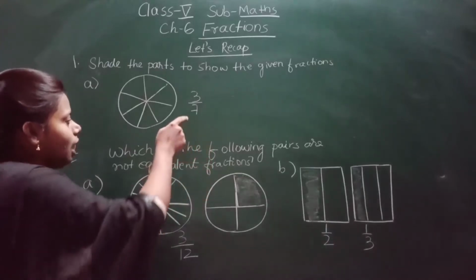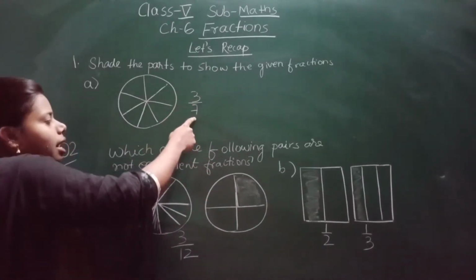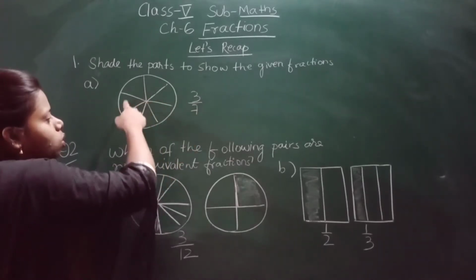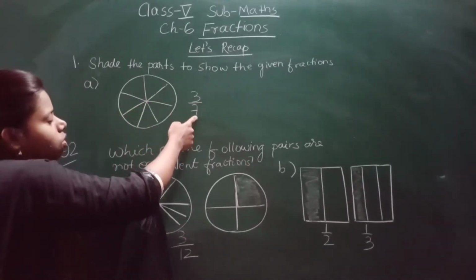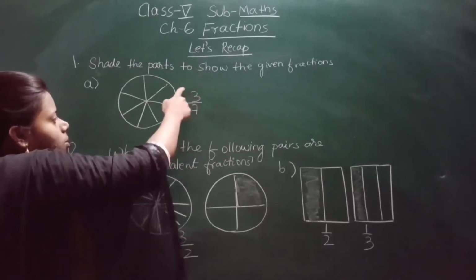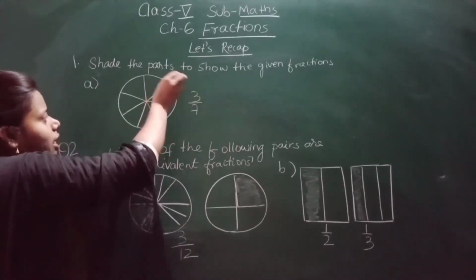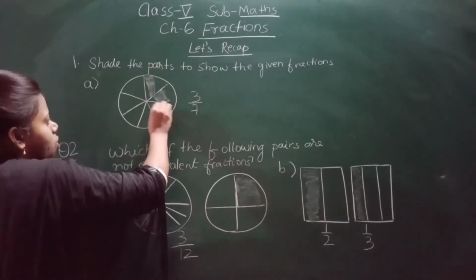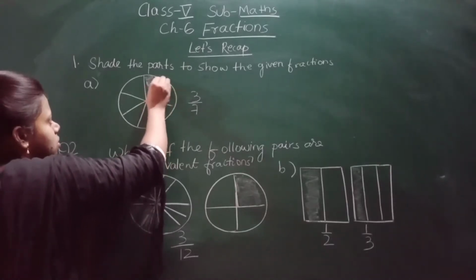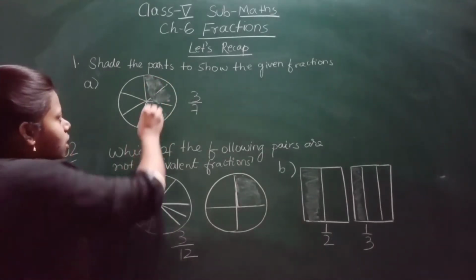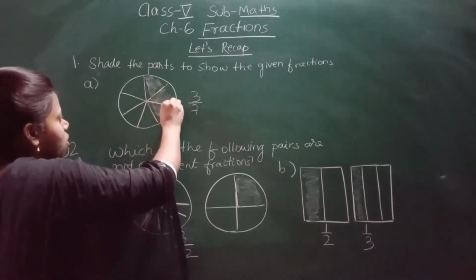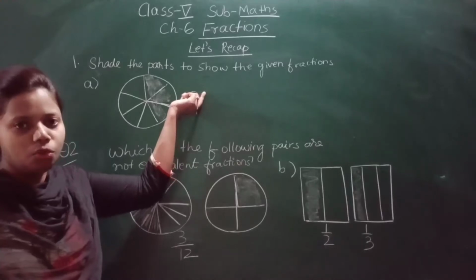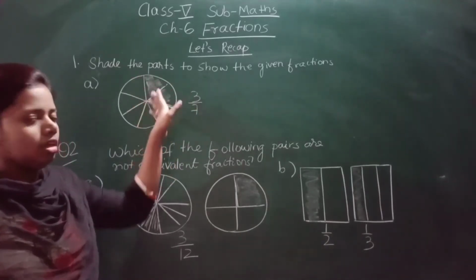In the question, what is given? 3 by 7. How do we read it? 3 by 7. 7 is down, that means the total is 7. Out of that, how much do we have to set? 3 parts. Any 3 you can set: 1, 2, 3. You can use your pencil. So I have done 3 parts. In this way you will do the other questions also. Whatever number is given as the numerator, you set that many parts.